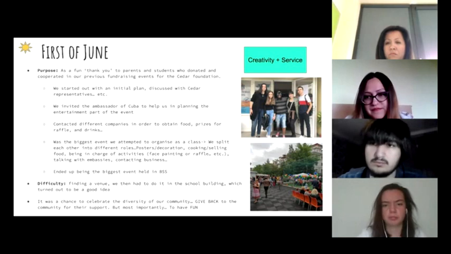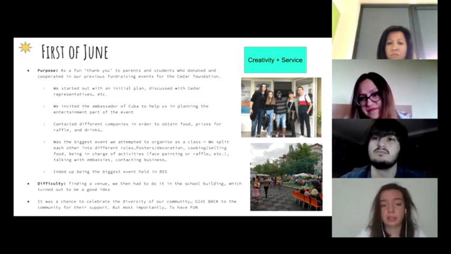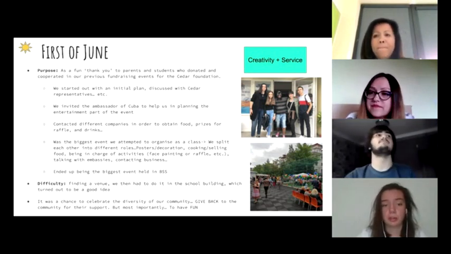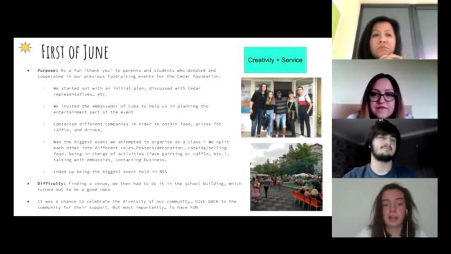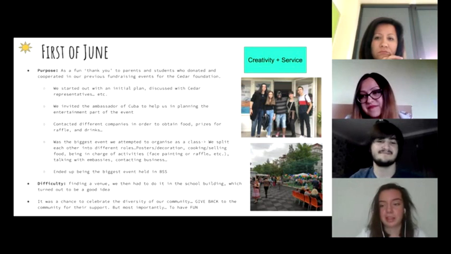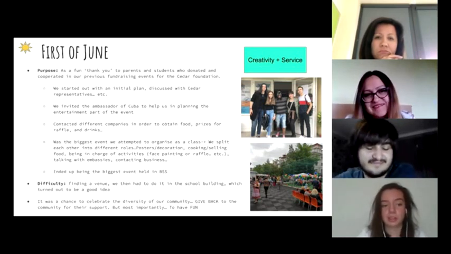We had a raffle, we had drinks, food, barbecue even. And a lot of people came there and they enjoyed themselves. We provided a lot of activities for children in order to celebrate Children's Day, of course. And I personally think it ended up being the biggest event BSS ever had. And seeing how people were smiling at that event was just amazing.